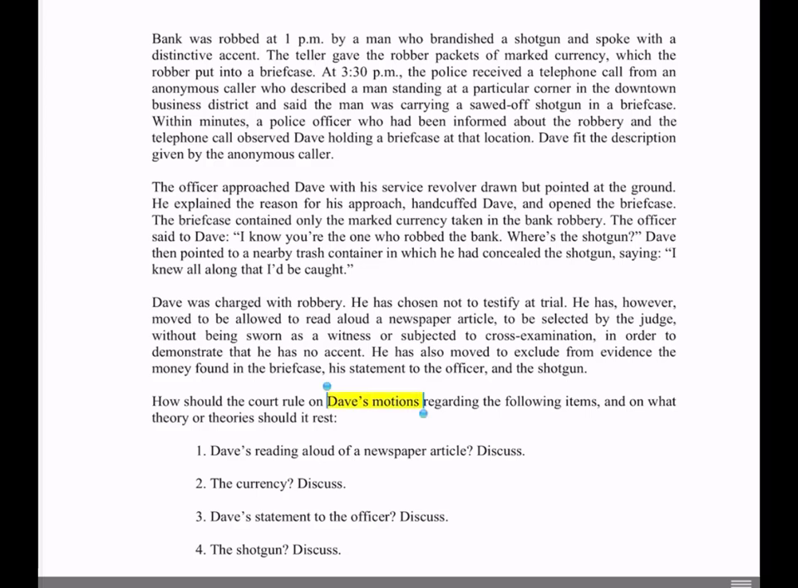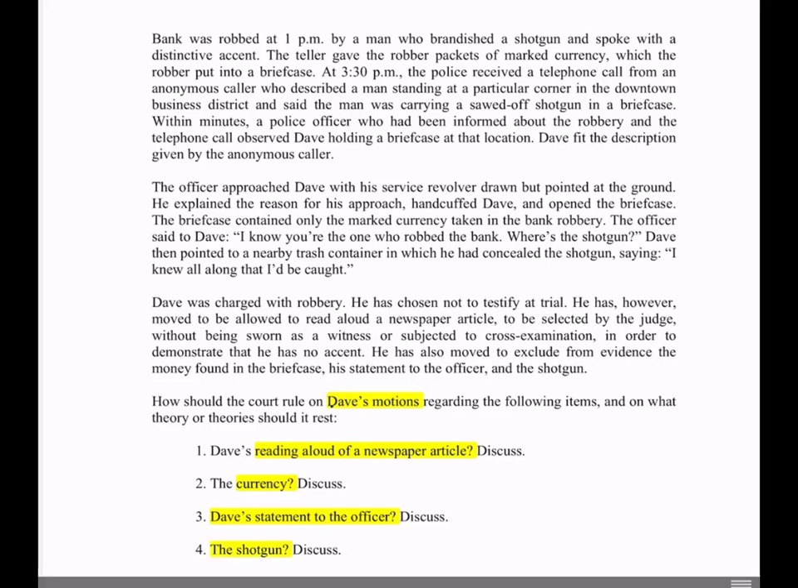The paragraph above those calls says, how should the court rule on Dave's motions? So the motions must be in the hypothetical, probably just above this. So I'm going to look at the paragraph above. And I see that Dave is charged with robbery. He's chosen not to testify at trial, but he wants to be allowed to read aloud a newspaper article. And down in here it says that he has moved to exclude from evidence the money found in the briefcase, that's call 2, the statement to the officer, that's call 3, and the shotgun, that's call 4.